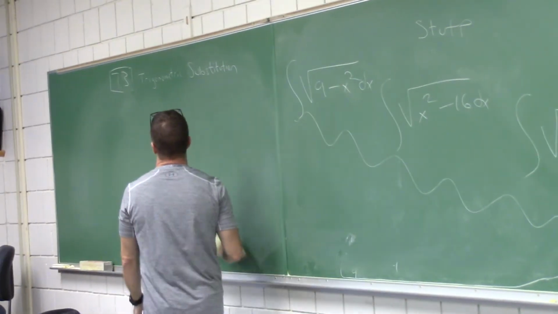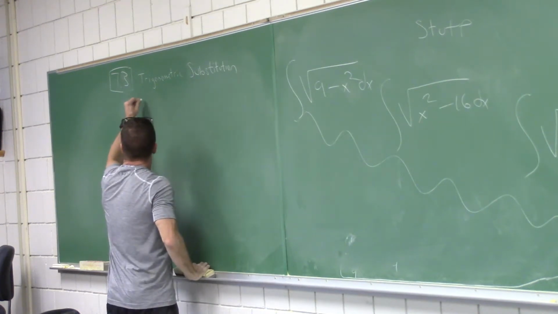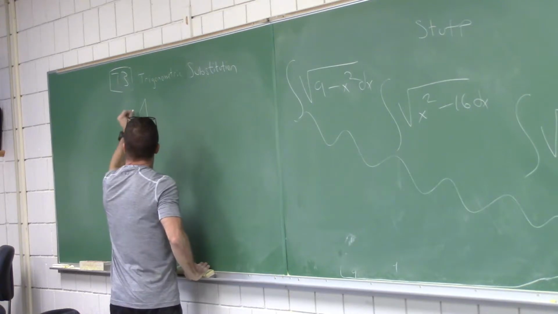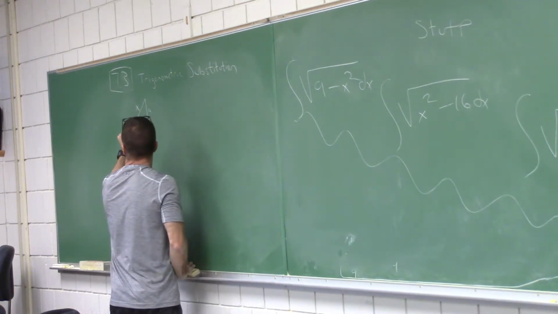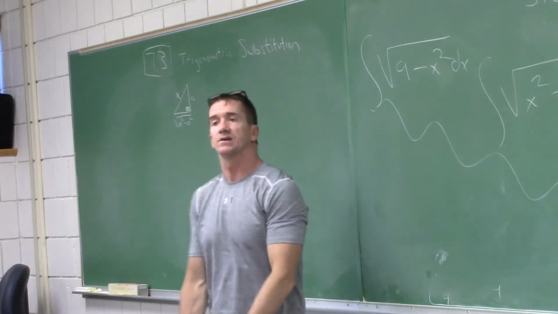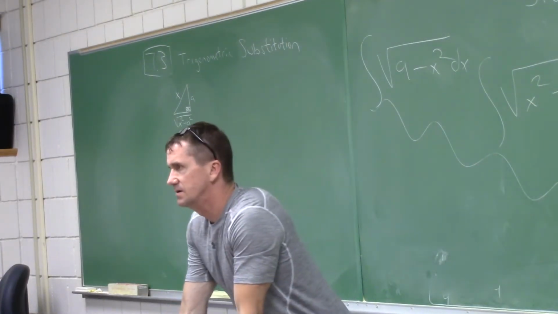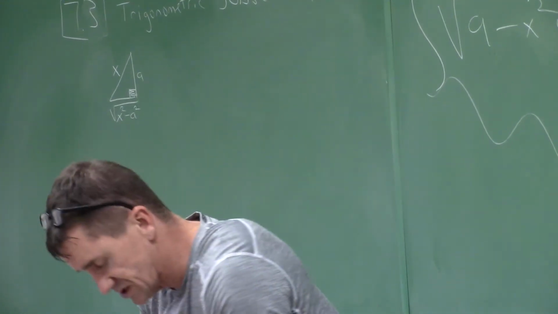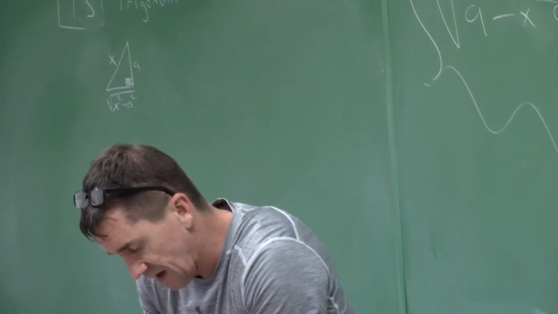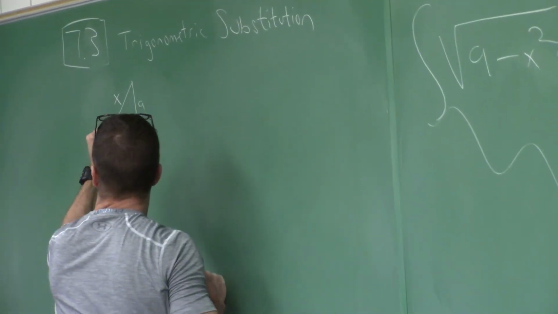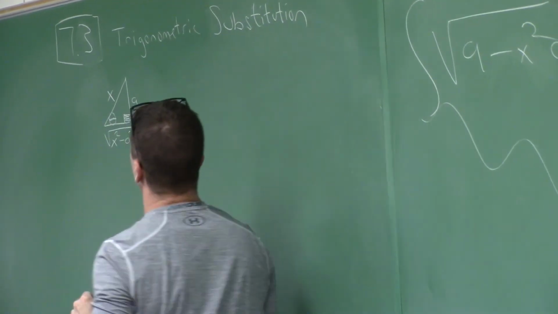So I'm going to draw triangles. Here's my first triangle. I'm going to put an x here and an a here. I'm going to write this as the square root of x squared minus a squared. That's by the Pythagorean theorem. Does everyone agree? That's the first case you'll see in this problem. Oh, and put a theta here. I apologize. I'm going to put a theta there.